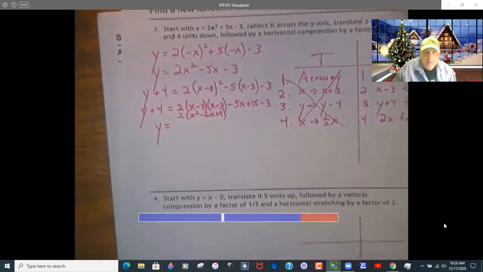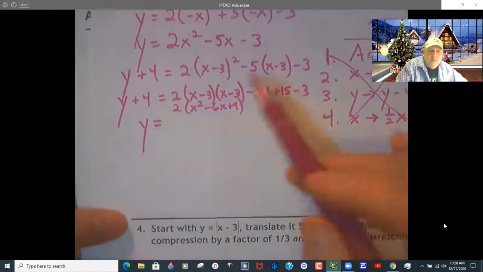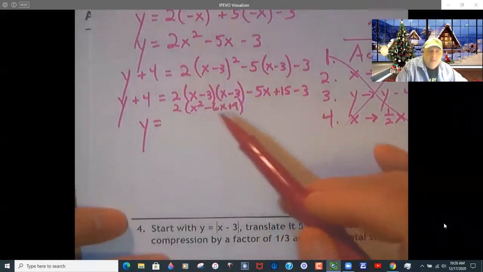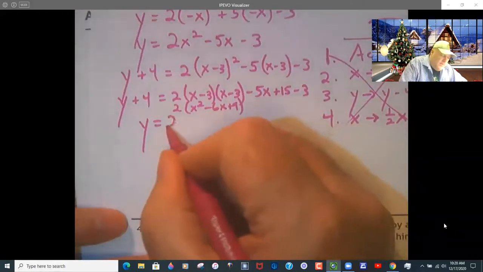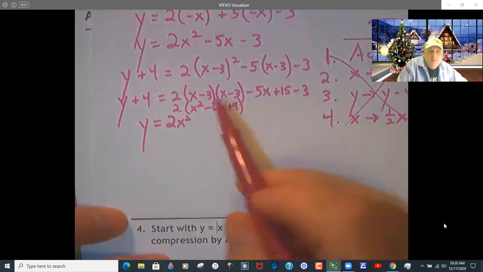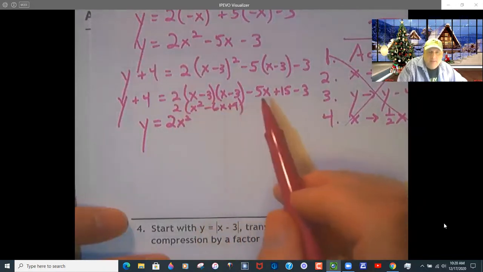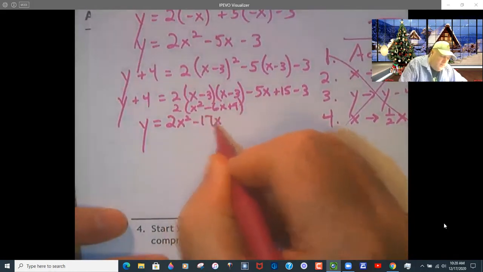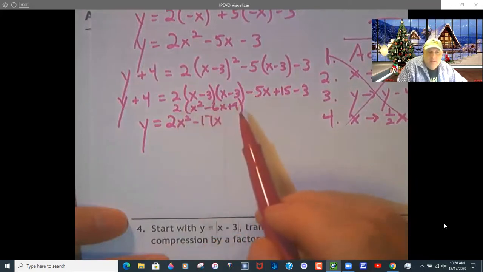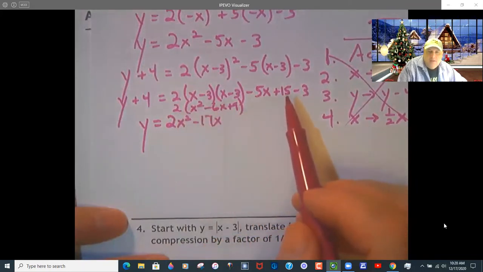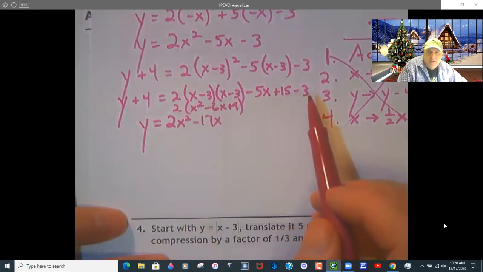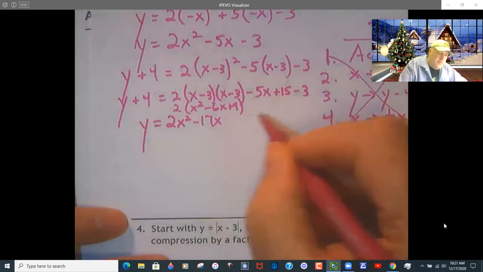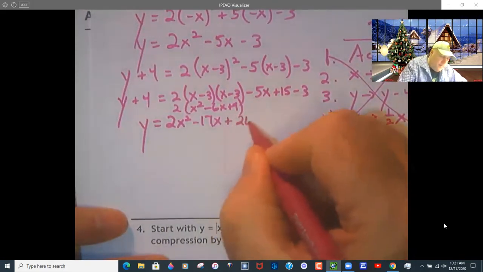Let me zoom in just a little bit. So you have to think of, you know, first two outer, inner, and last two. And now the 2's got to run through this. So we're going to have 2x squared minus 12x, and then that's got to combine with minus 5x out here. So that's minus 17x. And then 2 times 9 is 18, plus 15 is 33, minus 3 is 30. Then we have to minus 4 over on the end. So that's 30 minus 4, 26.